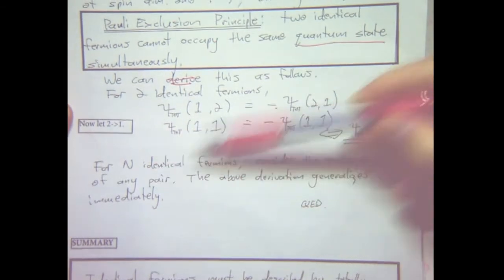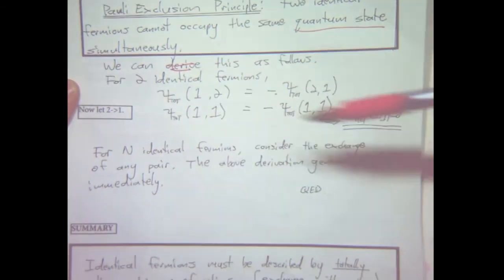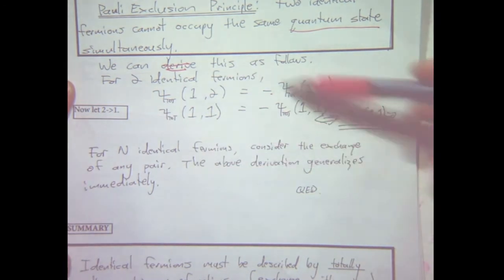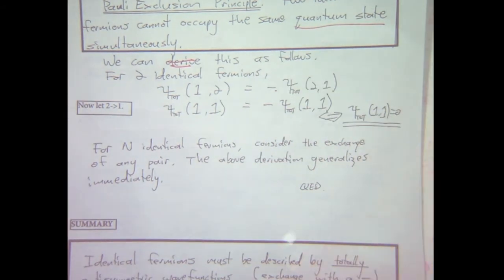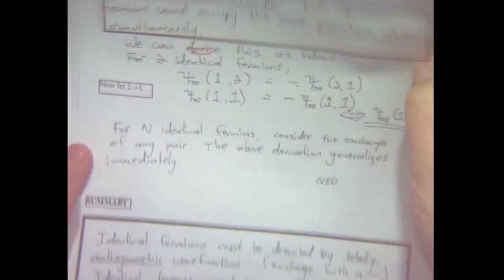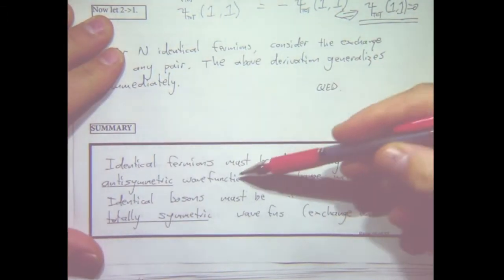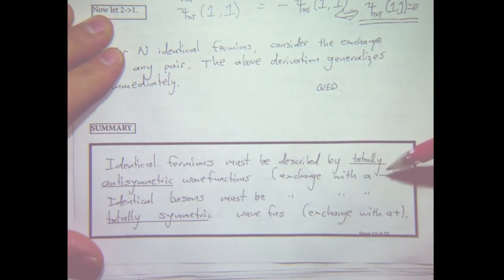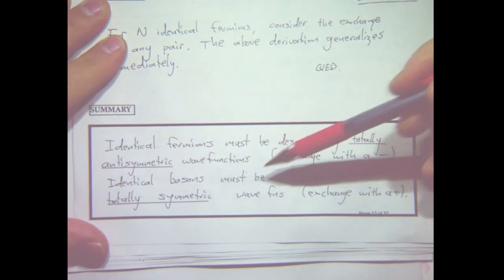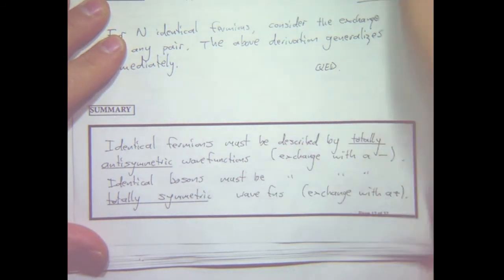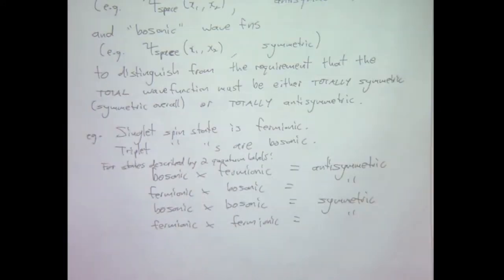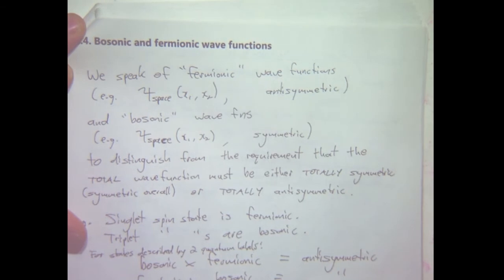This is for two identical fermions. For n identical fermions, consider the exchange of any pair, and this just generalizes straight away. Anyway, summary: identical fermions must be described by totally anti-symmetric wave functions, which means that exchange of any pair of particles gives a minus sign. Identical bosons must be described by totally symmetric wave functions. So if you exchange a pair of particles, you get a plus one sign outside the wave function.